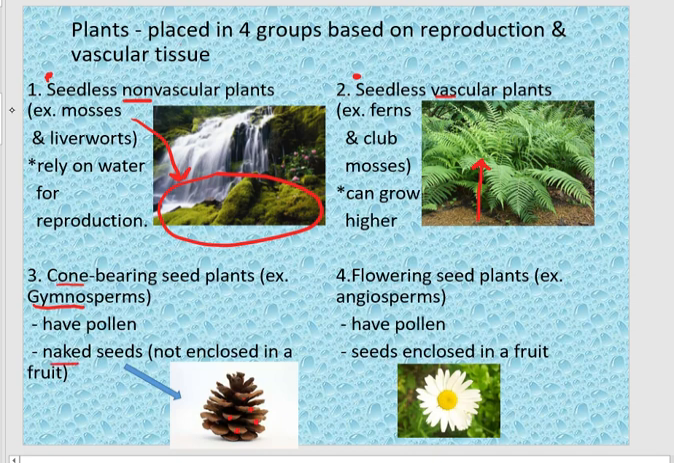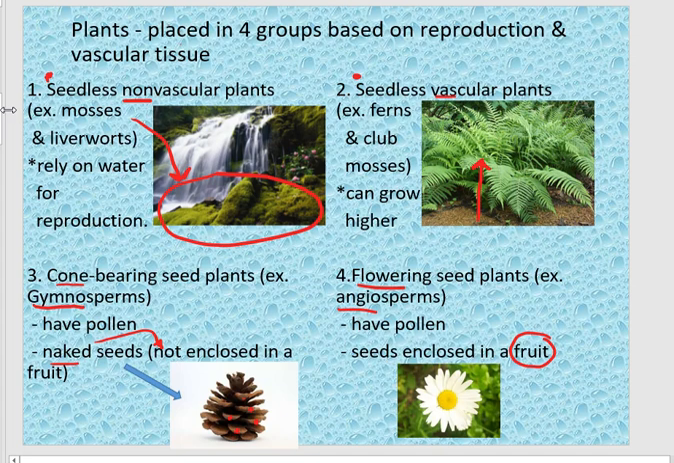Our fourth group are our flowering seed plants. These are our angiosperms. They have pollen too, just as the cone bearing, but now they have a seed that's inside of a fruit. Every piece of fruit, apple, orange, pear, plum, that is the ovary, the seed egg holder of the plant. The pollen is the sperm cell of the plant. This fruit contains the egg, the seed.